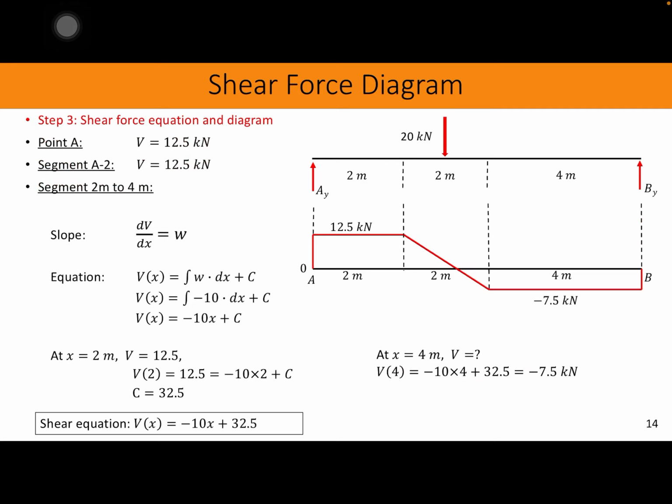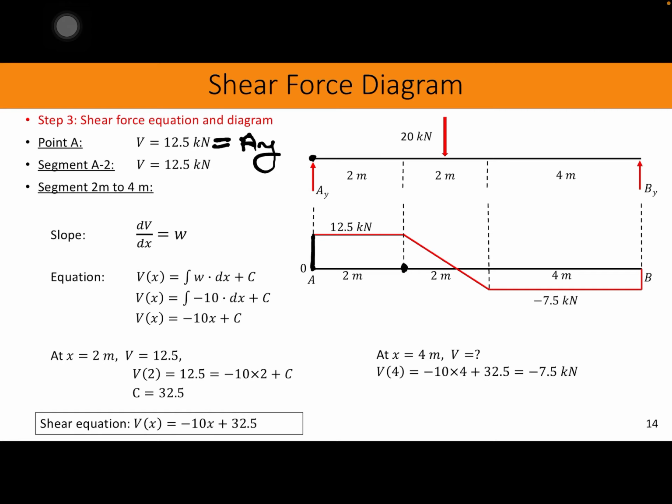So let's start with point A. At point A there are two reactions, but we saw that Ax equals 0 because there is no other resisting force. We got AY equals 12.5 kilonewton at point A. There is no other load applied at point A, so the shear is nothing but the applied or reaction force, AY, 12.5 kilonewton. So at point A we have 12.5 kilonewton positive shear, going upward right here.